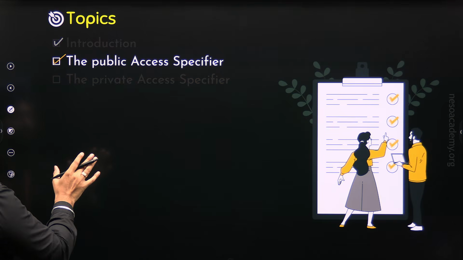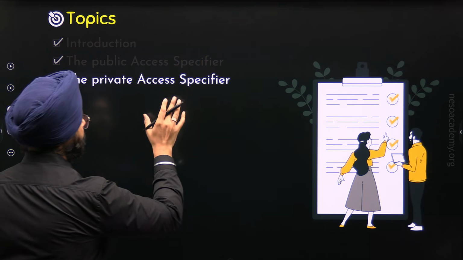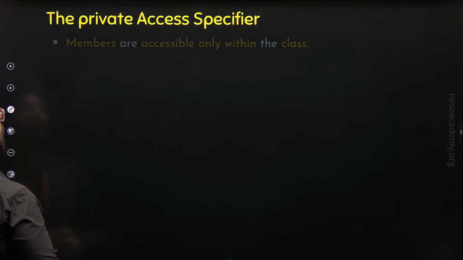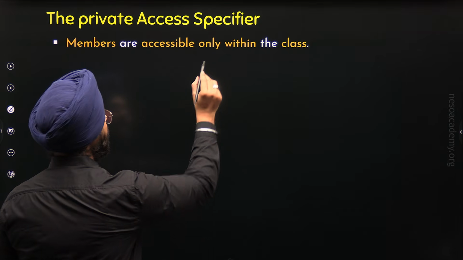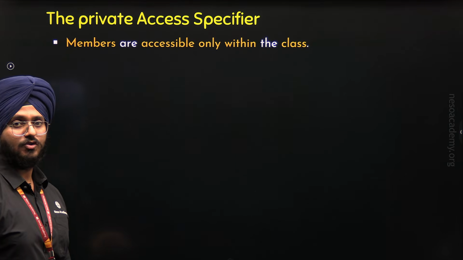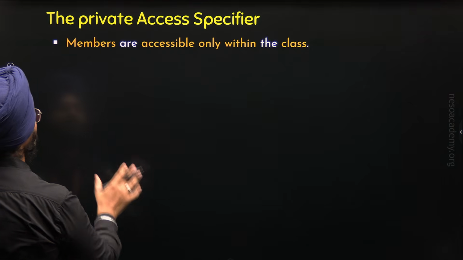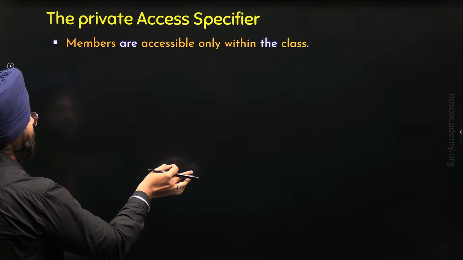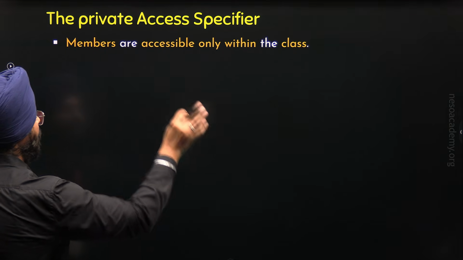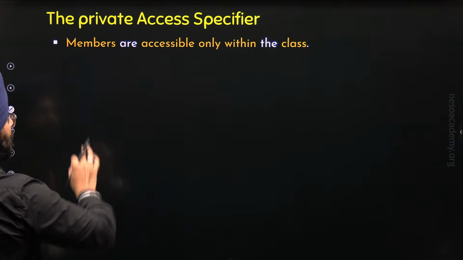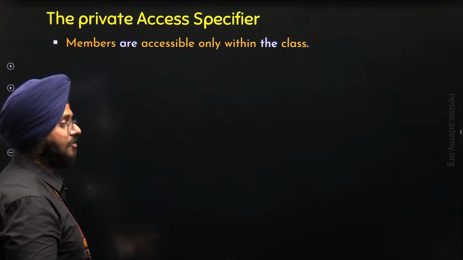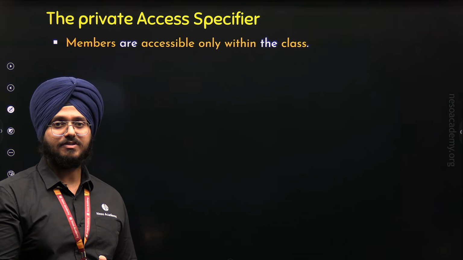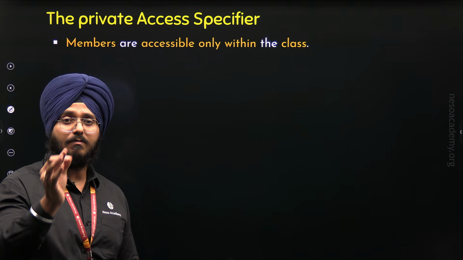Now let's move to the third topic to understand the private access specifier. The private access specifier allows members to be accessed only within the class. So if we put some members under the private access specifier, then those members are only accessible within the class. They are not accessible from outside the class. Even if we create an object of the class and through that object try to access the members that are private, we would not be able to do so.